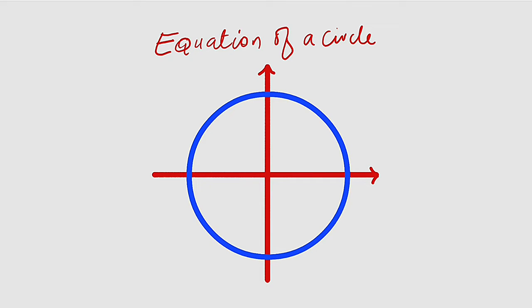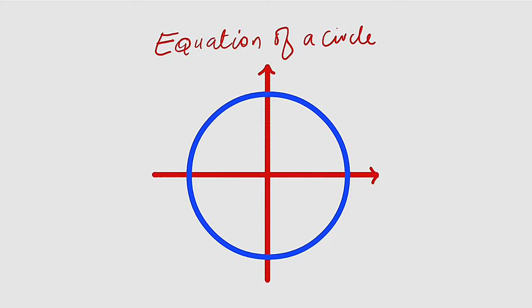In this tutorial we are going to derive the equation of a circle, and we are going to derive it from the origin. I mean, we are going to place the center of that circle exactly at a point where the values of x and y are all equal to 0.